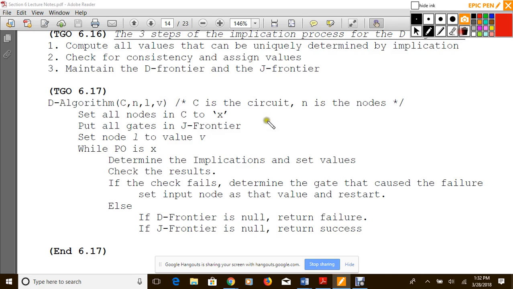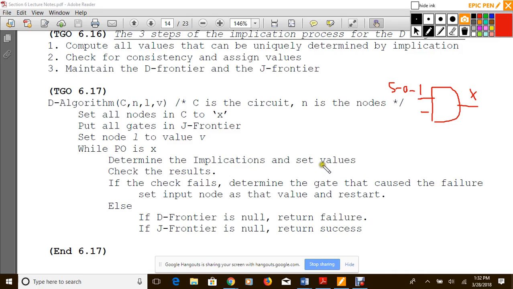So we're going to go through and we're going to set all the nodes in C initially to X. And we're going to add all the gates initially to this J frontier. And then we're going to set the node L equal to the value V. So while the primary output is X, so let's say I have an AND gate here, and we have a stuck-at 1 fault, right? So the primary output is X, since we've defined all the nodes to be X in the circuit before.